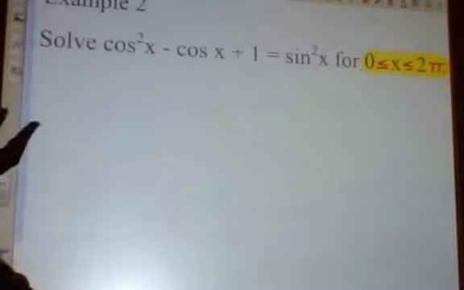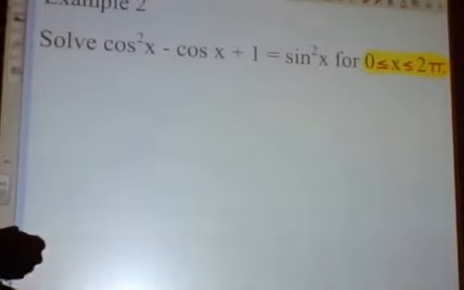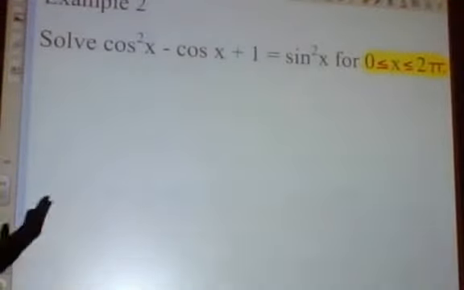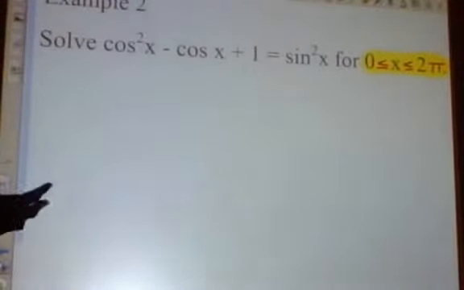Okay, so we've dealt with the practice problem for example 1. So now let's go to example 2. Now this one says to solve cosine squared x minus cosine x plus 1 equals sine squared x for x being between 0 and 2 pi.